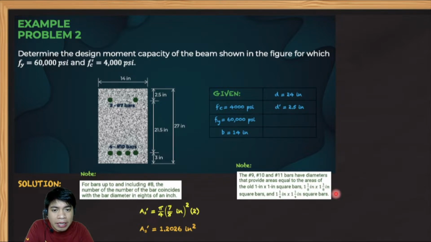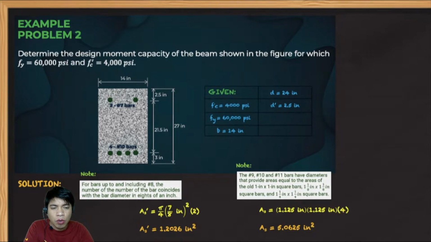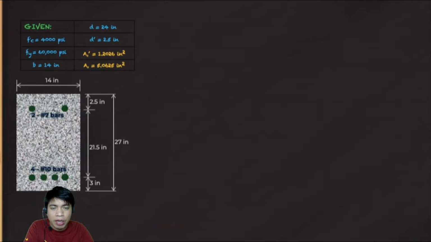To get A s, that is 1.125 times 1.125, because it follows the area of a square bar. So the area of the square bar is the area of our number 10 bar. Times 4, because we have 4 number 10 bars on our tension side. Of course, our A s here will be 5.0625 square inches.